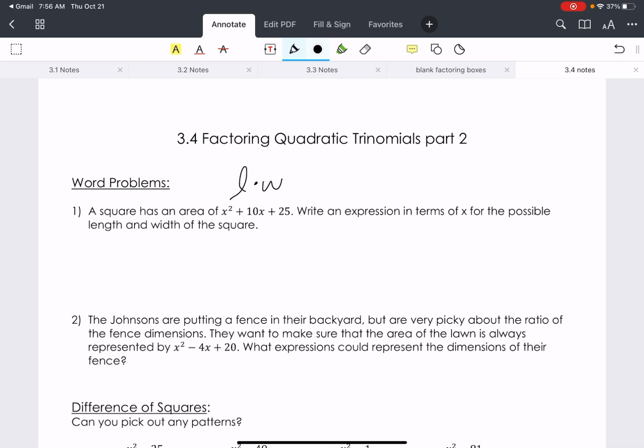So here's the idea of these types of word problems. I have this area and I'm looking for two things being multiplied together. Well, isn't that what our factoring does for us? Comes up with two things being multiplied together, right? So if I factor that, that's going to find for me the length times the width. Okay, so let's do it.